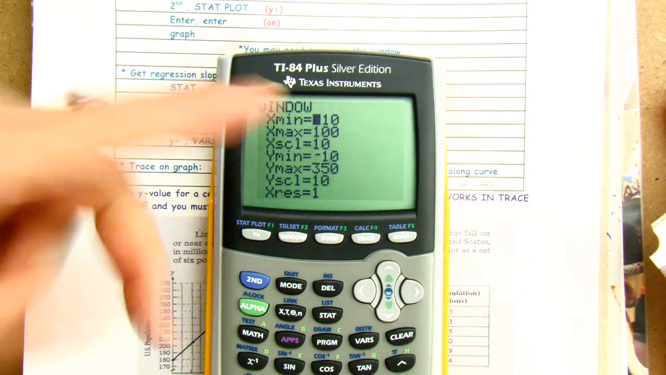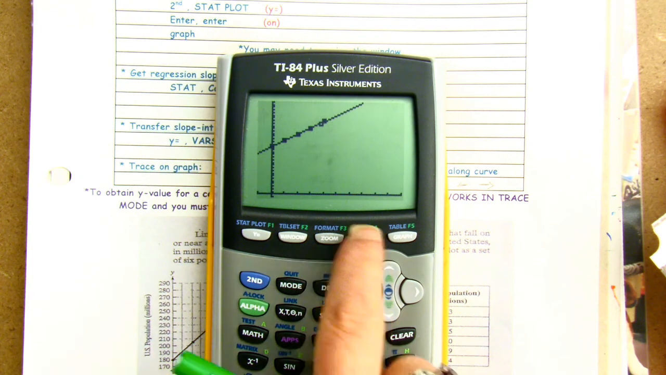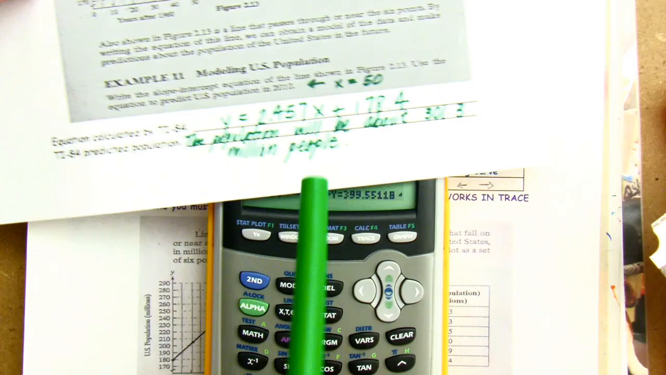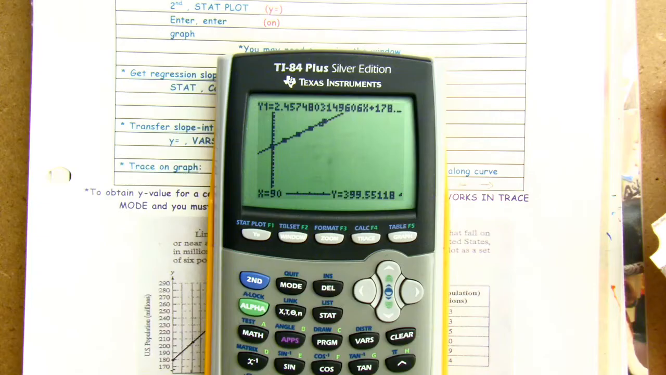I did my x max to 100. So I can go back to the graph, go back to trace mode, make sure I'm on the line, and I could type an x value of 90 in there. So when x is 90, my y value is 399.6 right here at the bottom of the calculator. So I don't actually have to take an x value of 50 and substitute it into this model and calculate it by hand. I can have the calculator do it for me.